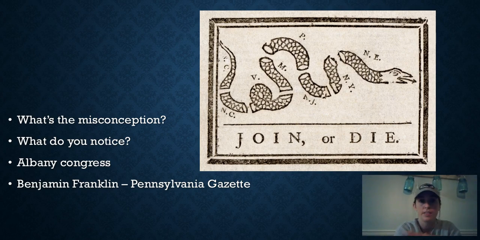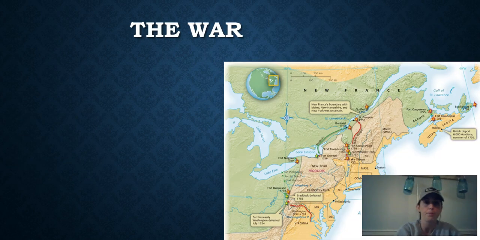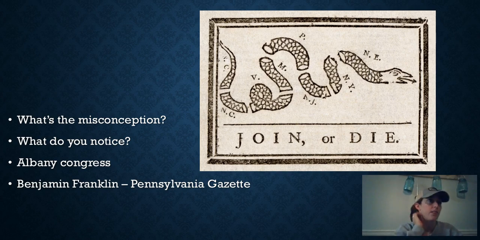Well, at this Congress, 7 of the 13 come. Now, is that good? I would argue yes. There hasn't really been a huge step towards colonial unity. If you think back to the Dominion of New England, you only have the northern colonies uniting. This is the first time it's an effort to get all 13, but 7 show up. Fun fact, they actually decide, oh, we should become independent. That's the first time that's ever come out, independence, but it gets shot down.